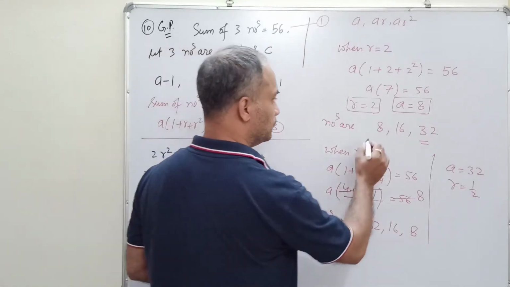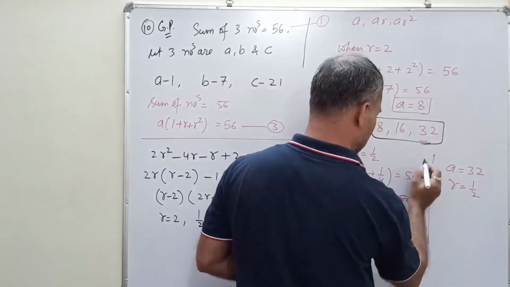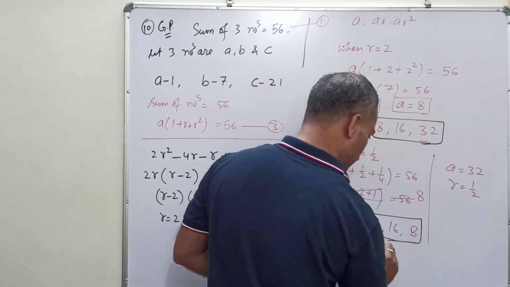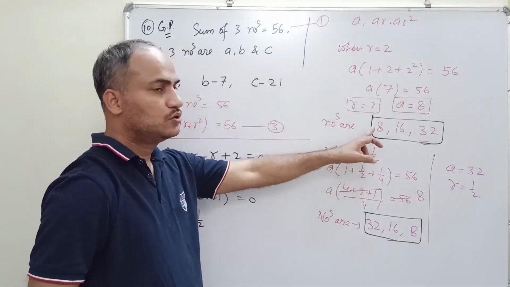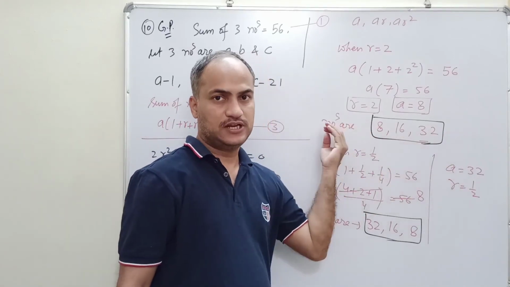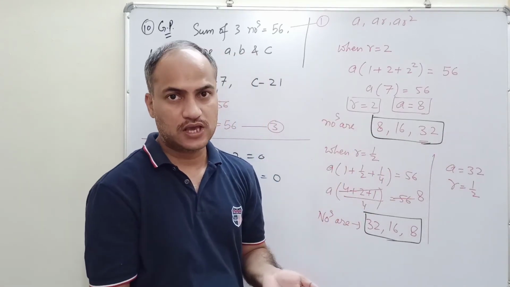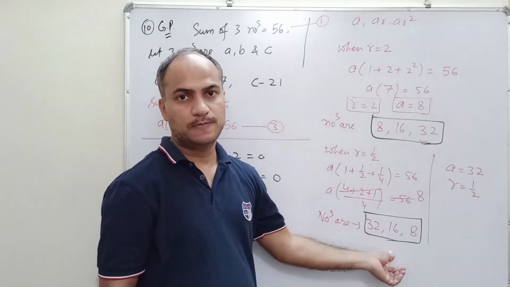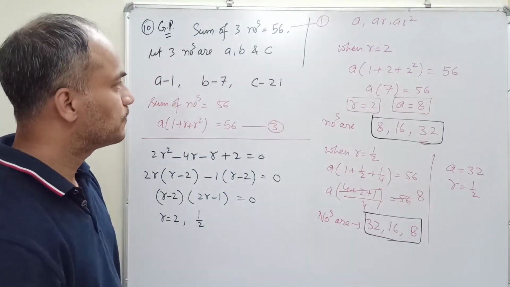See, these are the numbers. The answer in both cases is the same. We know that the numbers will remain in AP from this side as well as from this side. If we take the reverse of an AP, then also we get an AP. They are the same set of numbers.